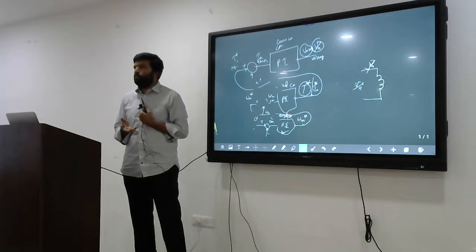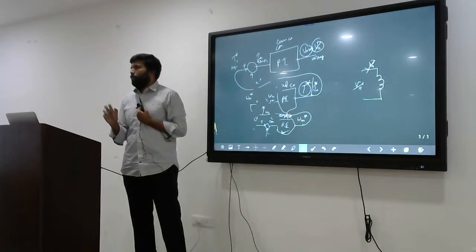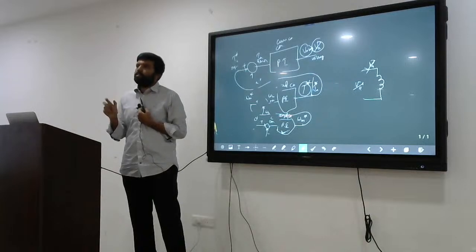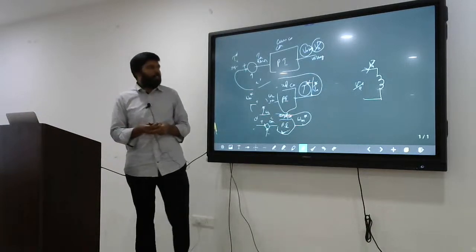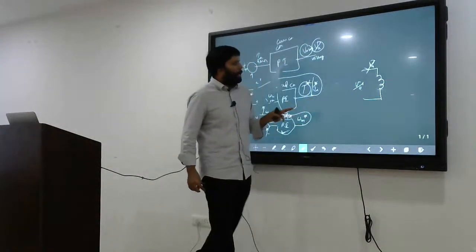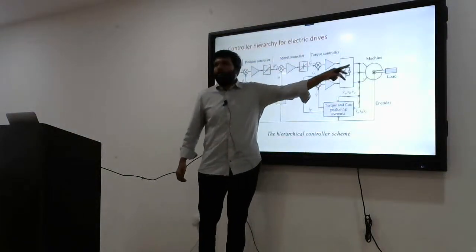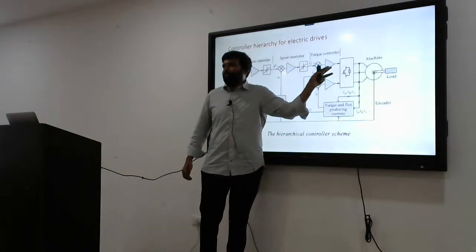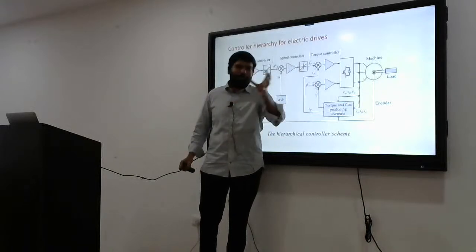If you want to change the position, first you have to regulate the speed. If you want to regulate the speed, the next step is you need to regulate the torque. If you want to regulate the torque, you need to control the current. If you want to control the current, you need to regulate the voltage. This voltage you cannot modify simply like that. This voltage we have to regulate through the power electronic module. This is the heart of the controller, the power electronic module.